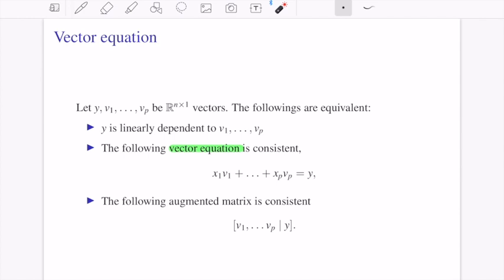The answer is using an augmented matrix. We have to justify whether the following augmented matrix is consistent or not. So we pack all the moving skills together, v1 up to vp, and with the vertical line, write the villain's position y here. This is the augmented matrix, and we try to understand whether it is consistent or not. Then that means we have to use Gaussian elimination, make it to RREF or REF.